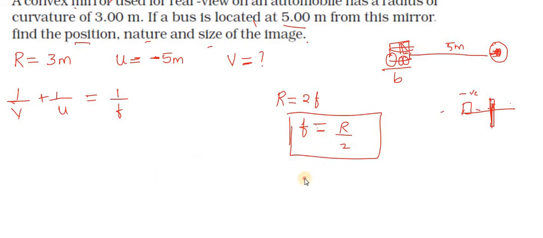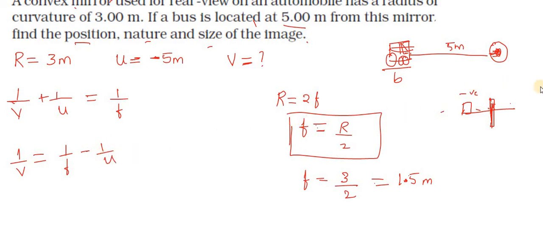So here now, what is f? We know what r is. R is nothing but 3 divided by 2, which is equal to 1.5 meter, plus 1.5 meter radius of curvature. Now we need to find v. So how to find v? We know u, we know f. Substitute these values in the mirror formula, and you'll get 1 by v is equal to 1 by f minus 1 by u.